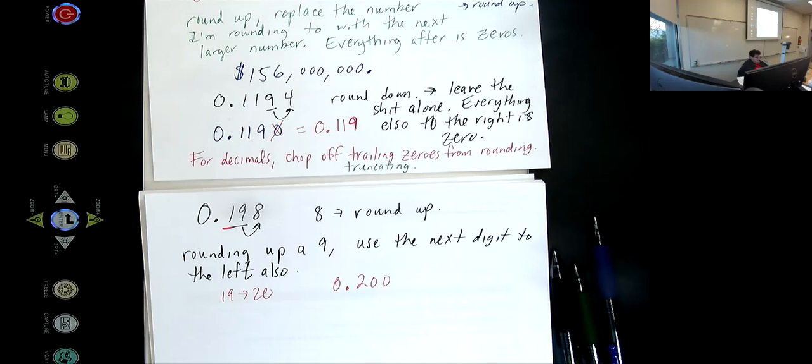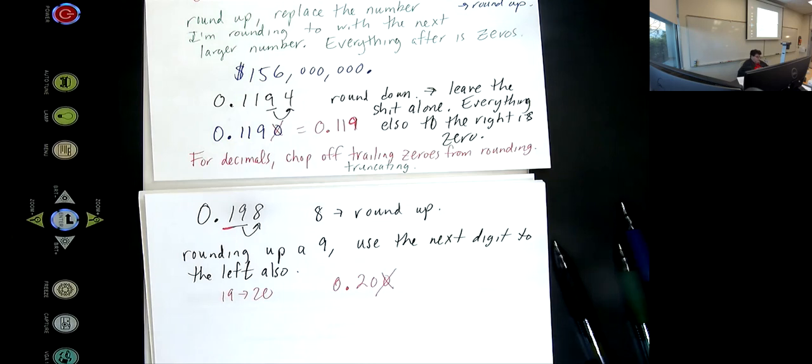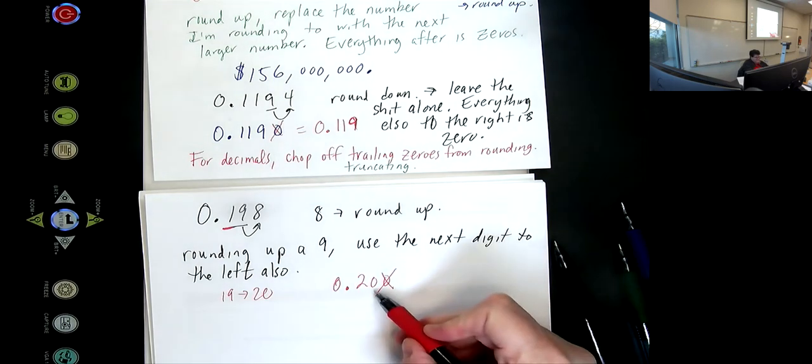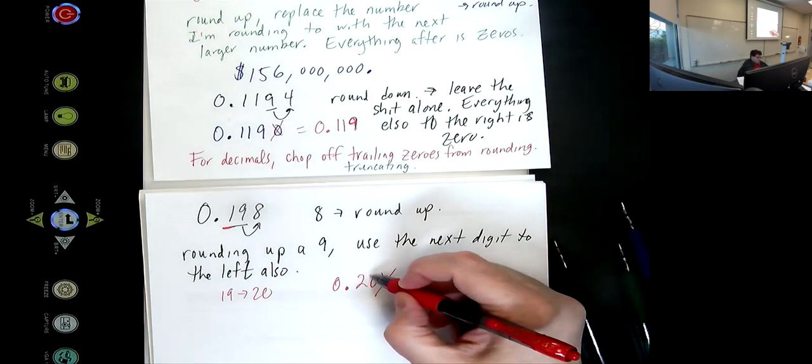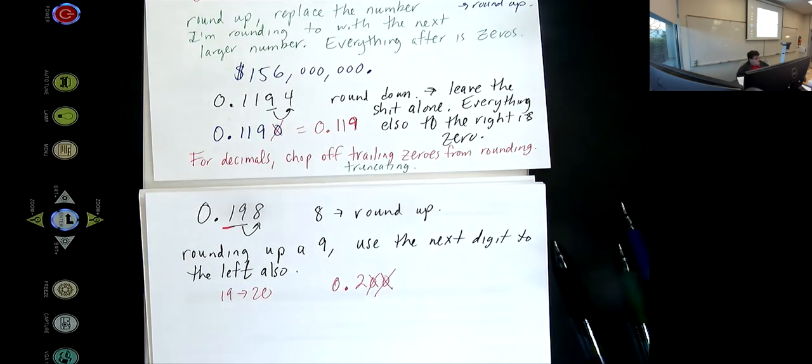But do you include those zeros since they're after the decimal? Maybe, it depends. If they say you need to show the number of decimal places, show it. But in general, you should probably cross those off too. Yeah, you can get away with it. The calculator will figure that out.